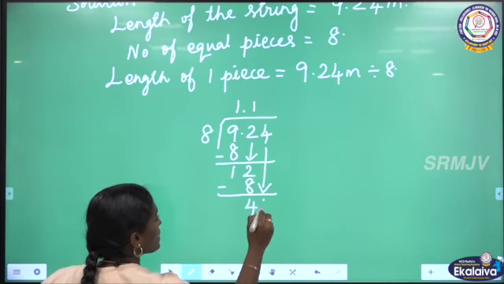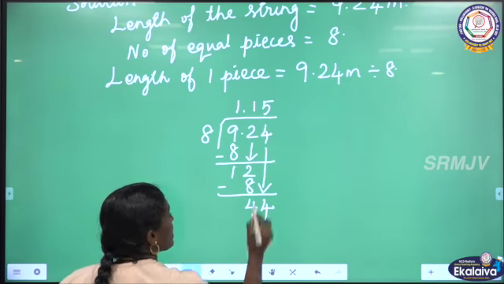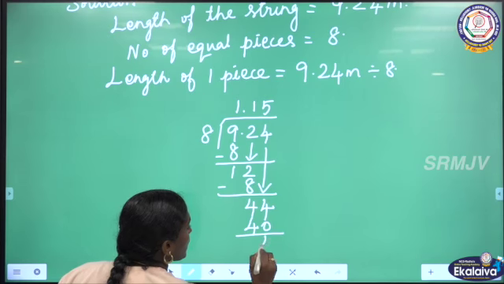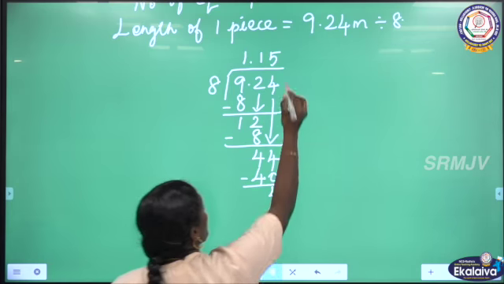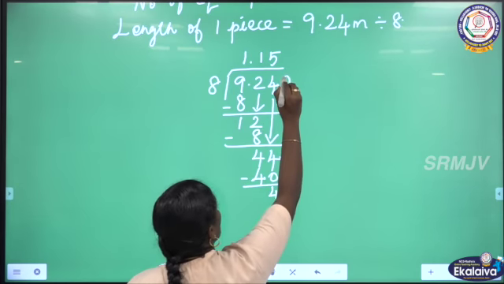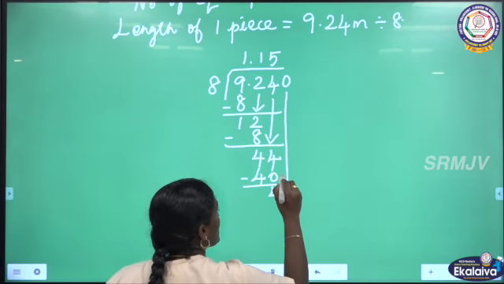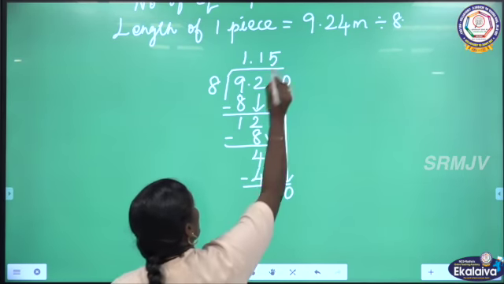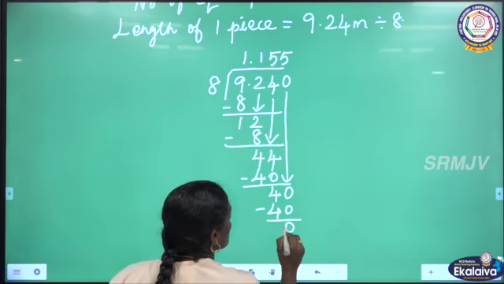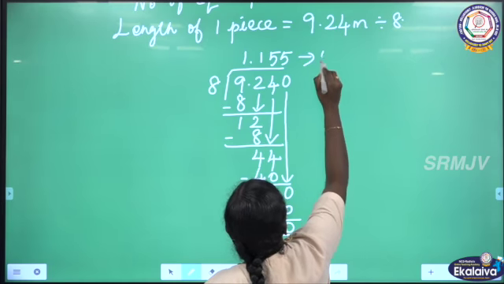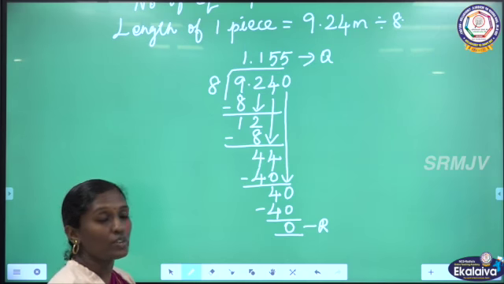Now we have to take the next digit 4, making 44. 5 times 8 is there. 8 5s are 40. Now we are getting a remainder 4, but we need the remainder 0. So I am going to add one 0 at last. It will not change the value of the given decimal number. Now I am going to take that 0. Now it's 40. In 40 again 5 8s are 40. Now the remainder is 0. So quotient is 1.155, remainder is 0. So in a division problem, quotient is the answer.